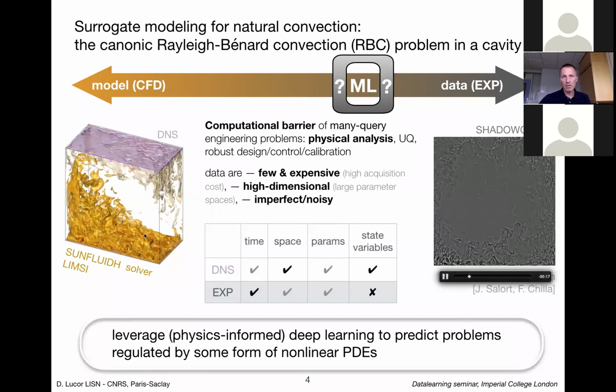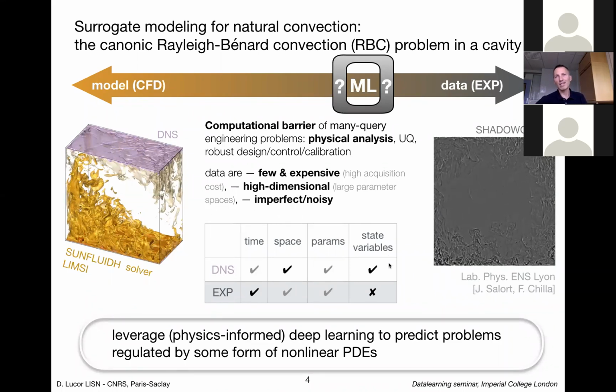So depending if you work with DNS or if you work with experiments, both of them are interesting for some aspects. For example, in space, for the DNS, you are very well resolved, but you cannot really perform very long simulations, right? You cannot change the parameters too much because one simulation is already very long. But you have access to all the state variables, temperature, pressure, anything you want.